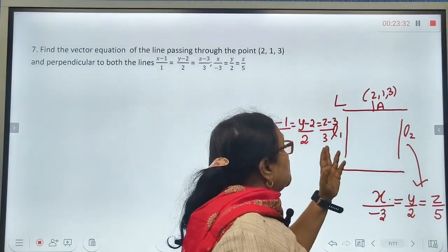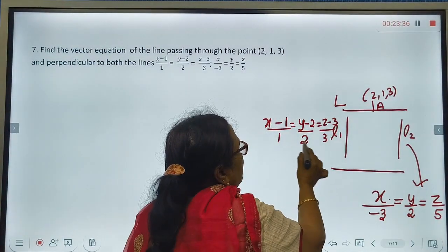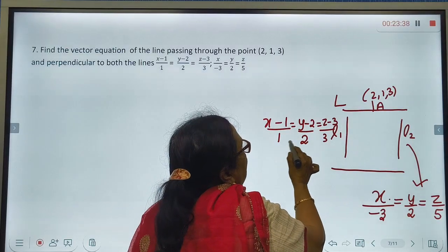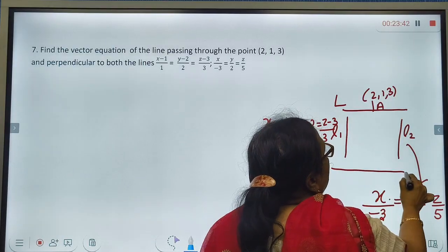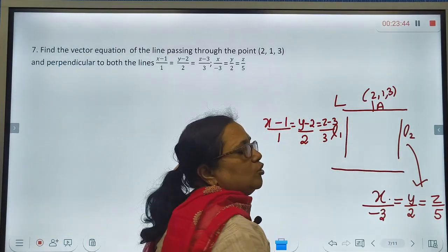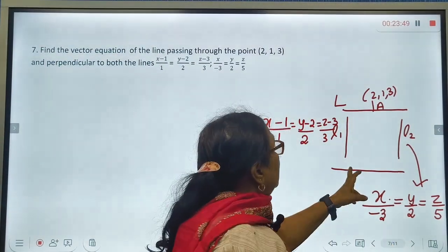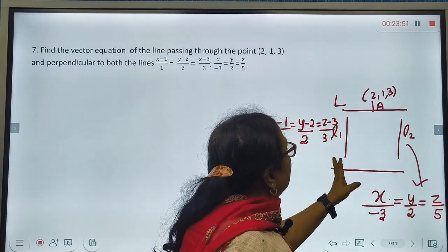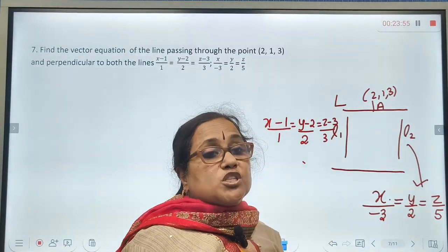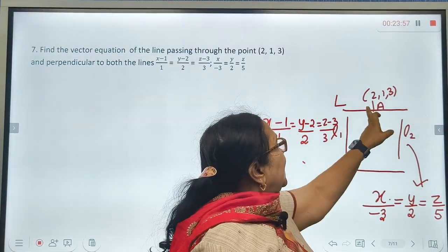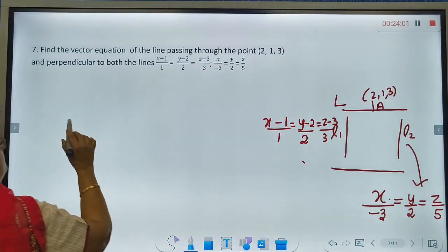But we know that the cross product of L1 and L2, I mean of the DRs, that is i plus 2j plus 3k and minus 3i plus 2j plus 5k, will also be perpendicular to L1 and L2. A cross B is perpendicular to A and B. So here when you take the cross product of the DRs, it will be parallel to the original line whose equation we want to write. The given line passes through 2, 1, 3.